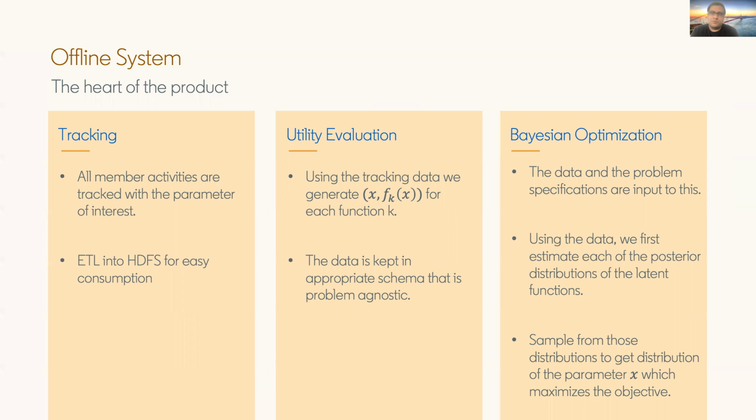The second step is you want to basically aggregate the tracking data for a given configuration, and you want to store it somewhere. And all of this is agnostic to what kind of problem you want to solve. And then the third step is where you apply Bayesian optimization, where you provide the aggregated data and the problem specification, which we saw in the previous slide, to the library, and the library will then output a distribution over the configurations.